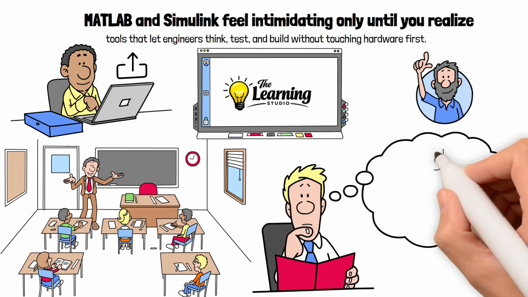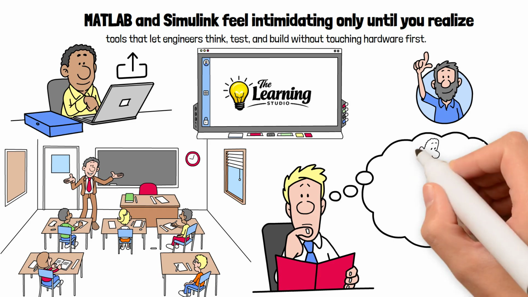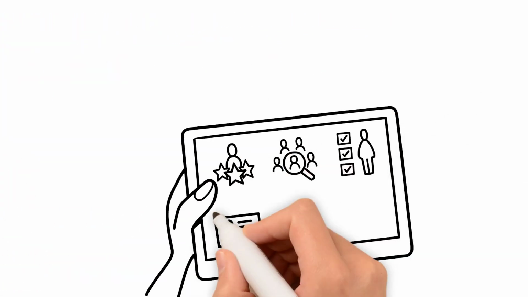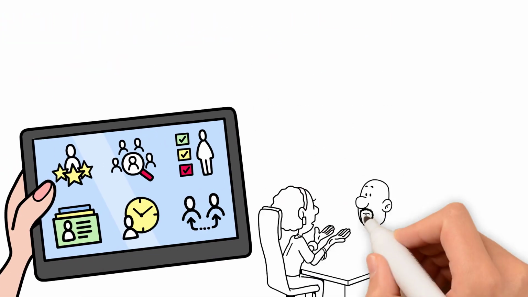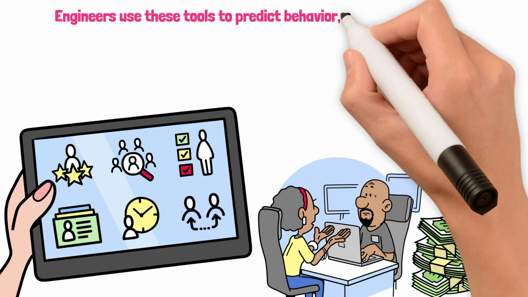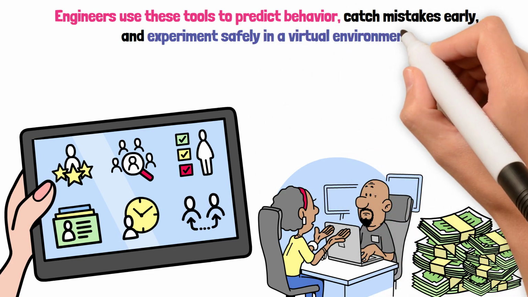Most students think MATLAB and Simulink are academic software used only for assignments and simulations, but in reality, they exist to solve a very practical problem: how to model, analyze, and validate systems before spending time and money building them. Engineers use these tools to predict behavior, catch mistakes early, and experiment safely in a virtual environment.